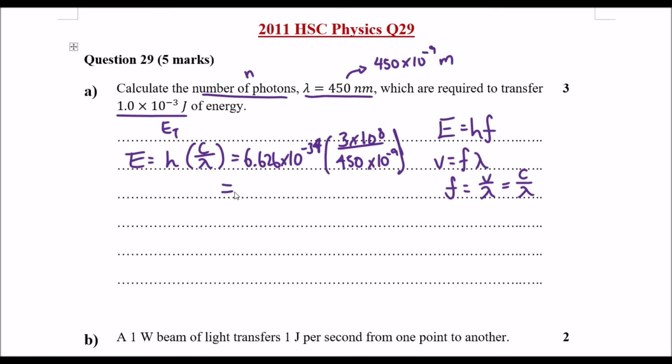So let's just have a look as I do that calculation. So approximately speaking, or actually if we write the whole number, 4.417333 continuous repeating, times 10 to the power of -19 joules. So that's the amount of energy an individual packet would have.